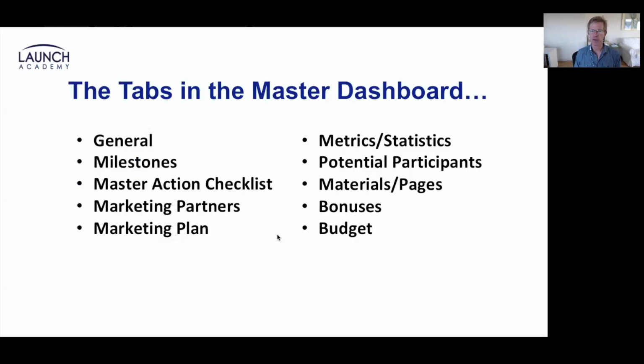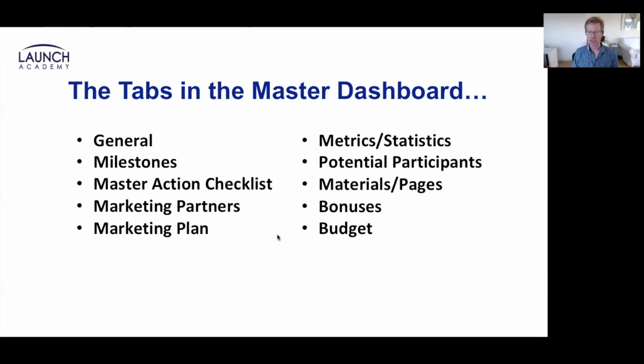The tabs that are in the master dashboard, and you're not using all these tabs all the time, right? There'll be different times during the development of your course and the launch of your course where some of these tabs will be more important. So there's a general tab, which is just the general information about your course and what might be going into it and who some people on your team are. Milestones, which is just tracking the key milestones, the important pieces, to make sure you're hitting those important development pieces and launch pieces in your course.